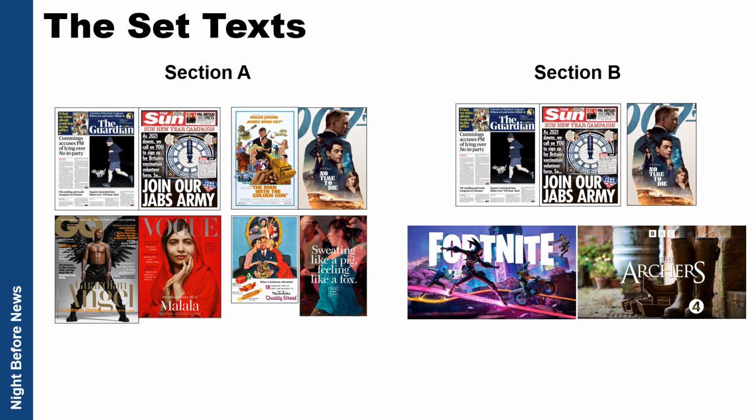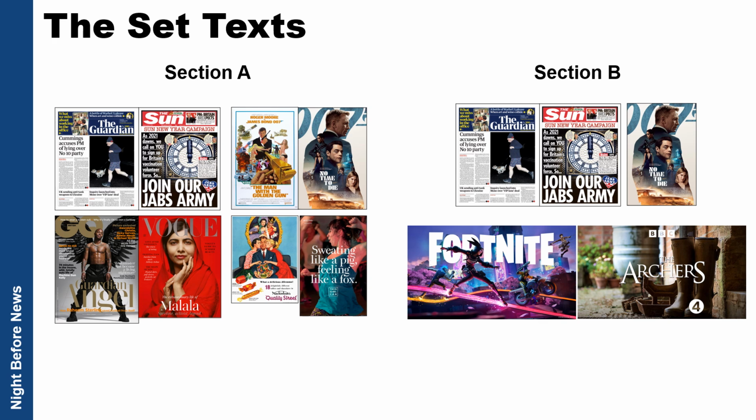So, as a reminder of what texts apply to what section. For section A, that media language and representation set of questions, you can get questions on your newspapers, so that's The Guardian and The Sun, your film posters, The Man with the Golden Gun and No Time to Die, your magazines, GQ and Vogue, and your advertising, Quality Street and This Girl Can.